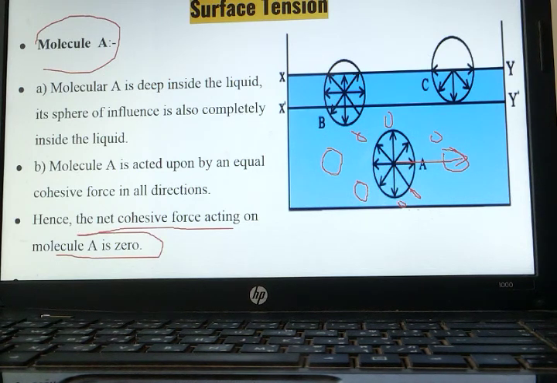I will repeat, what is cohesive force? Force of attraction between molecules of the same substance. Over here is a water particle, and this is also a water particle. So the force of attraction between them is called cohesive force.